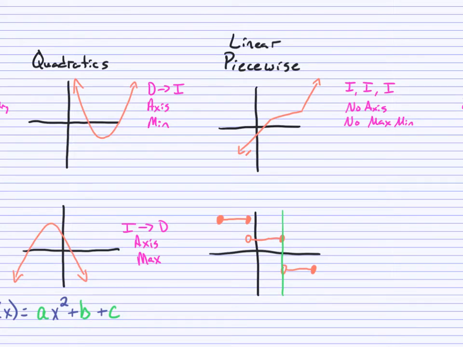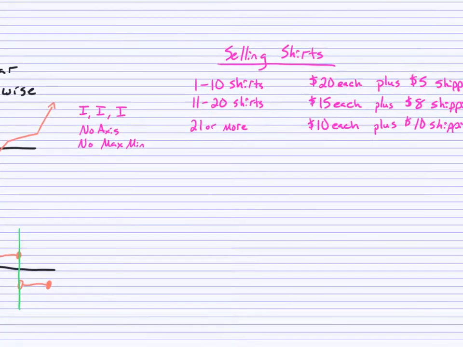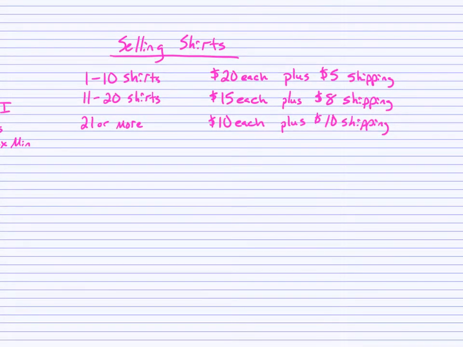Now, to give you an idea of linear piecewise, you probably are aware of this more in real life than you realize. If you've ever bought shirts online, or if you're part of a team and they bought shirts, here's an example of linear piecewise. They might say something like, if you buy between 1 and 10 shirts, we're going to charge you $20 for every shirt plus $5 for shipping.